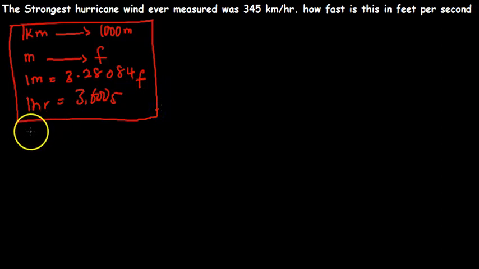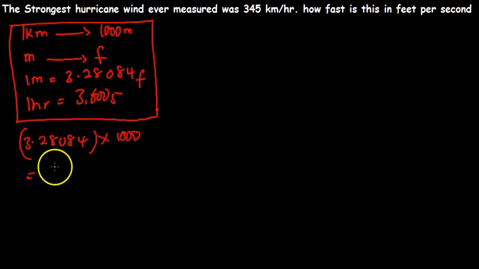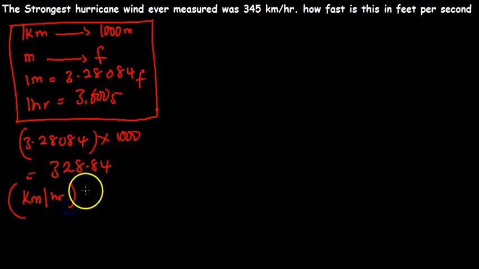If we multiply 3.28084 by 1,000, this is simply going to be 3280.84. In order to solve this problem, we are going to multiply kilometers per hour by feet. What do we have in kilometers per hour? This is simply going to be 345, which is our given value in kilometers per hour.